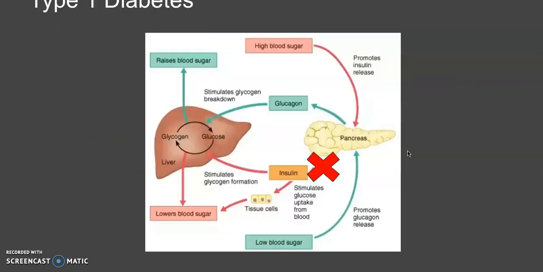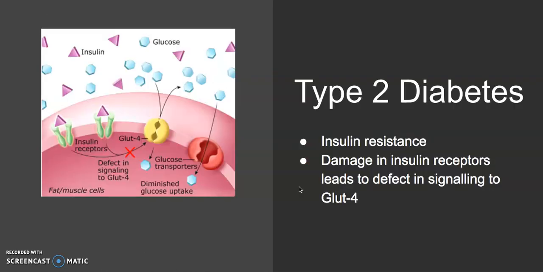So if we were to think about type 1 diabetes in the context of our initial diagram, we see that the place that the pathway breaks down is right here. The pancreas does not release any insulin at all or enough insulin in order for insulin to let sugar go into tissue cells or to stimulate glycogen formation. So this is the breakdown here because the pancreas is no longer making insulin.